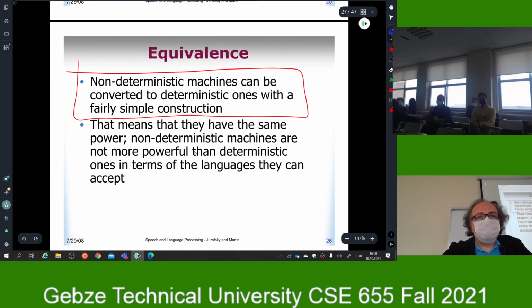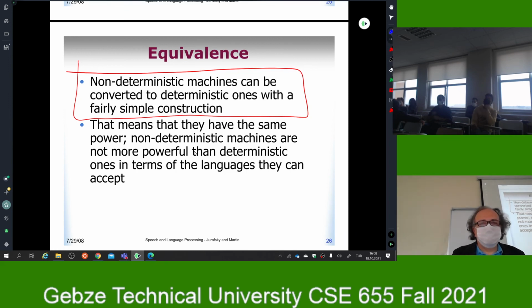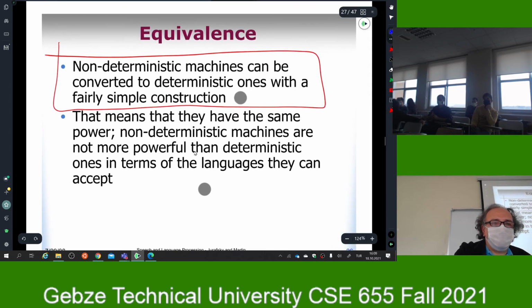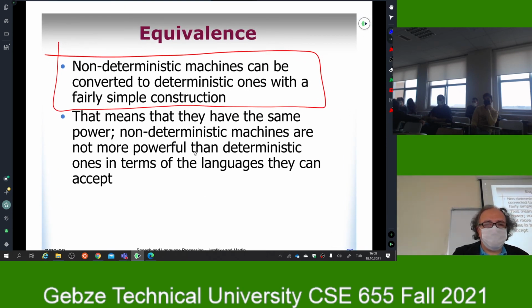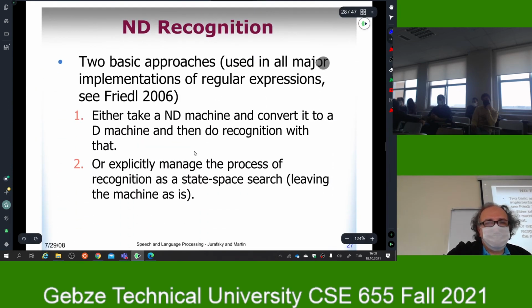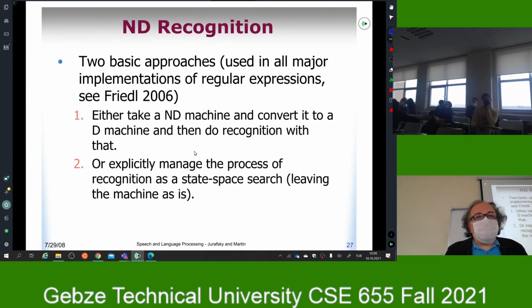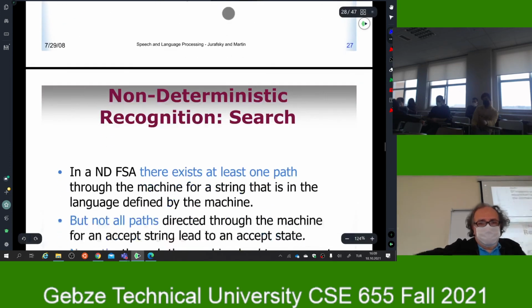Okay, as I said before, non-deterministic machines can be converted. That means that they have the same power. Non-deterministic machines are not more powerful than deterministic in terms of languages that they can accept. So how do you do the non-deterministic recognition? You just build a deterministic machine out of that non-deterministic grammar, and run the deterministic one. That's it. Maybe your deterministic machine will be larger than the non-deterministic one, but it will work. But again, I am going to skip these.